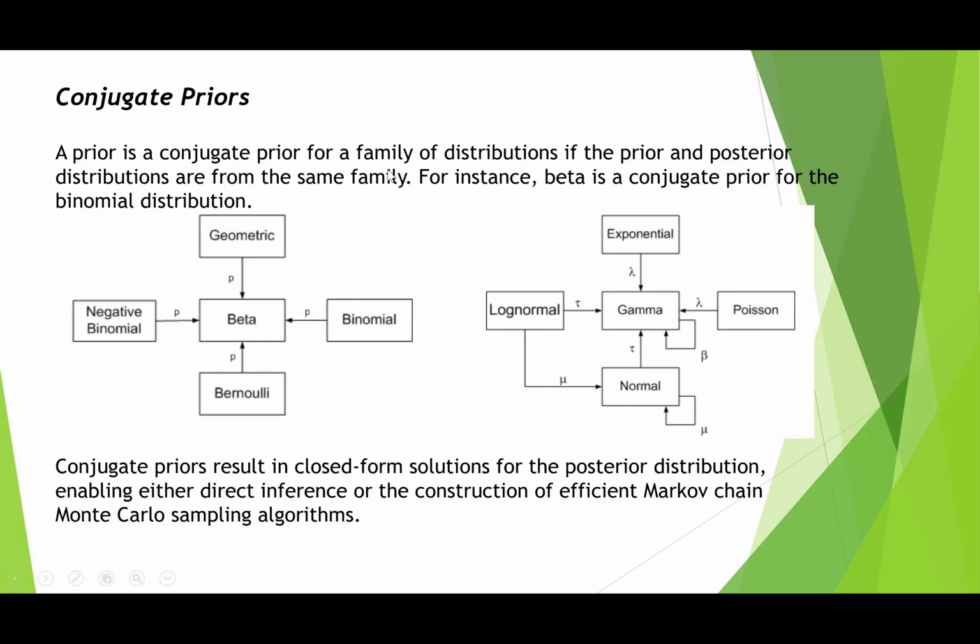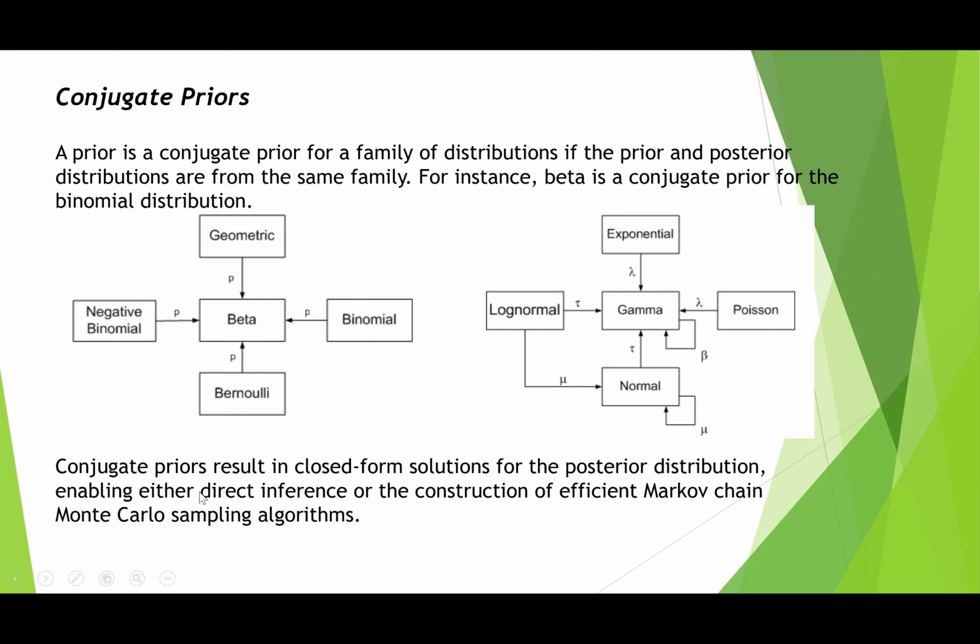A prior is a conjugate prior for a family of distributions if the prior and posterior distributions are from the same family. For instance, beta is a conjugate prior for the binomial distribution. Meaning, if we choose beta as a prior distribution with a binomial likelihood, the posterior will also turn out to be beta. Similarly, for several other distributions like Bernoulli, negative binomial, and geometric, beta acts as a conjugate prior. For continuous distributions, gamma can be chosen as a conjugate prior for Poisson, normal, log normal, or exponential distributions, resulting in, again, a posterior distribution of gamma.